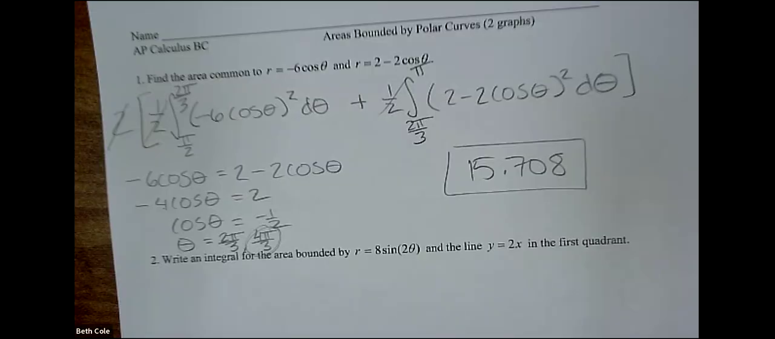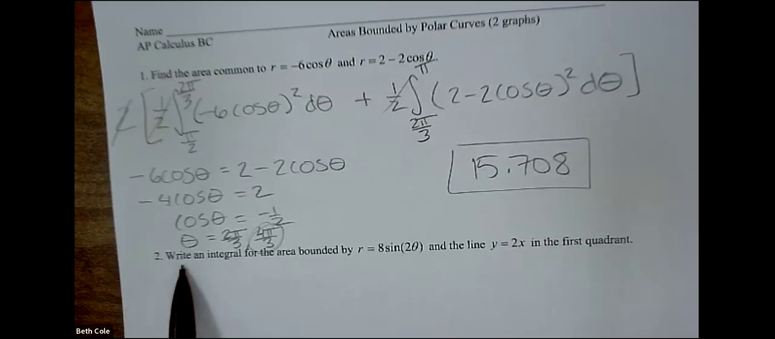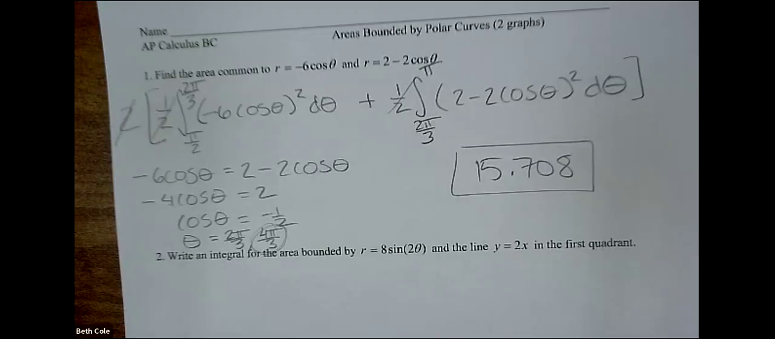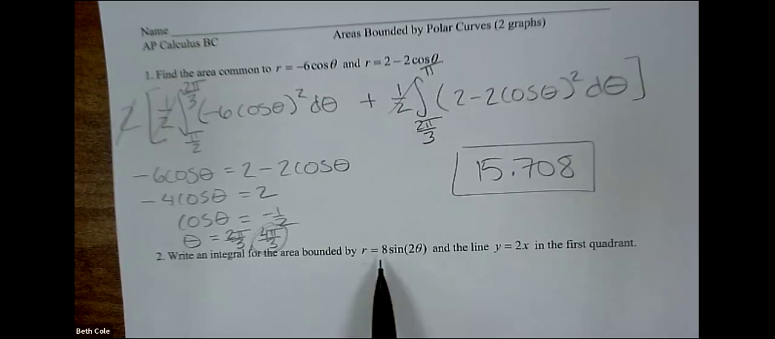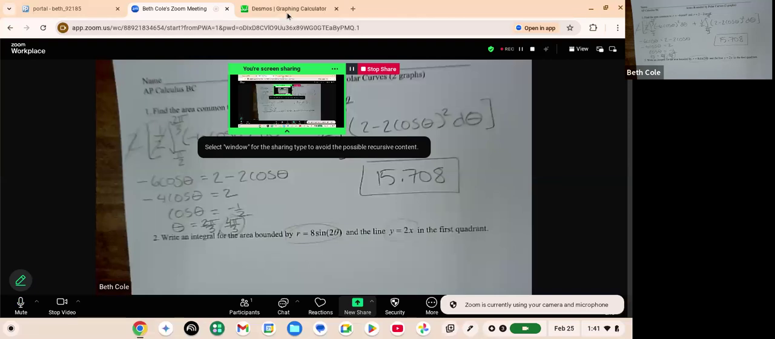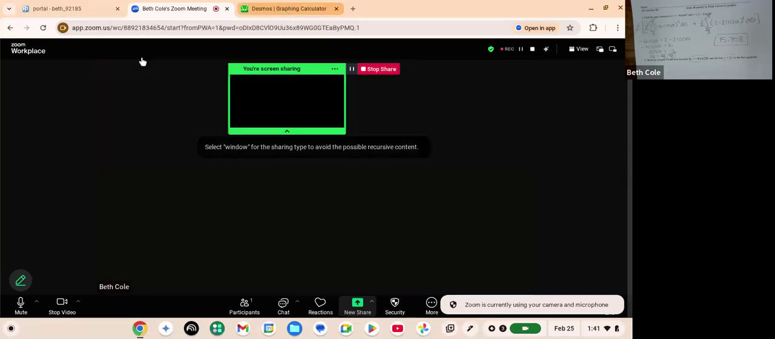All right, can we move on to the next one? Okay. This just says write an integral, so we don't have to actually work it out. We're just going to set it up. Area bounded by this and the line y equals 2x in the first quadrant. All right, so let's go ahead and type it in just so that we can get a visual of it. Because it is just nice to have an idea of what it is you're actually finding.